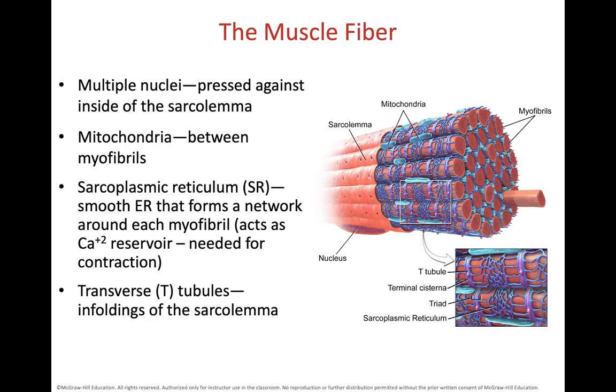It doesn't really show up well on this diagram, but they're just infoldings into the interior of the cell. So infoldings of the sarcolemma, the plasma membrane. The plasma membrane folds in and works its way down into the myofibrils as a little pathway, basically for the calcium to get in. So there's this little hole here that represents the T tubule.